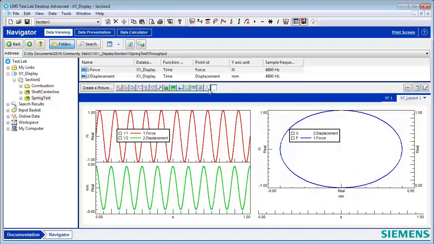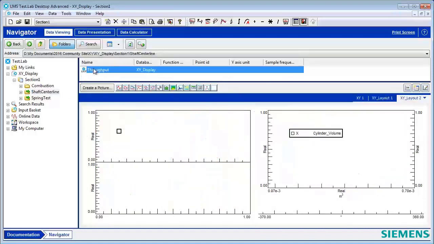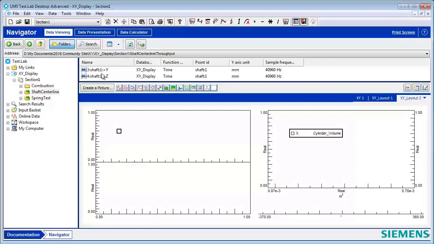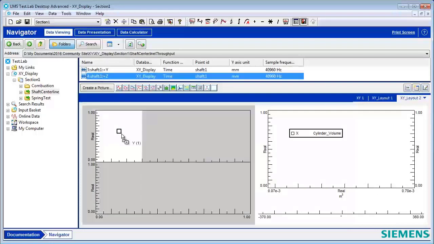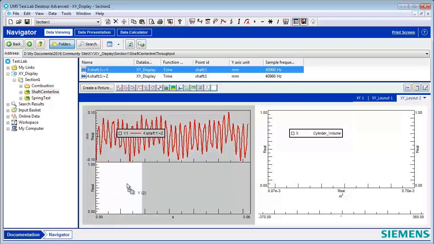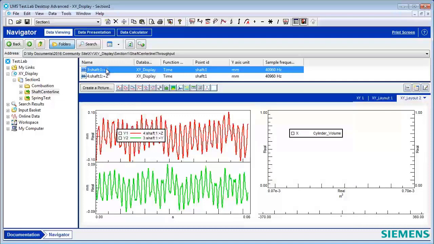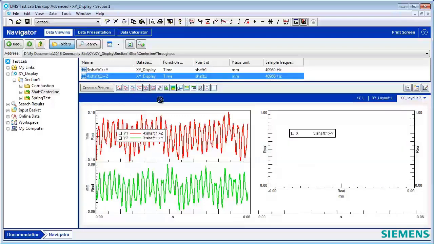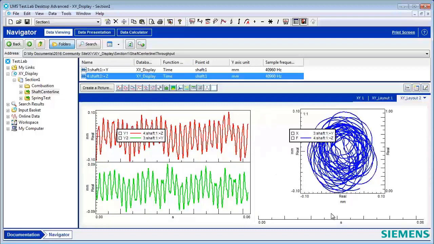Let's take a look at another set of data. Here we have some shaft centerline data, displacement data from two proximity probes. One of the probes is in the Z direction, the other is in the Y direction. If we plot these two against each other, we can see the shaft centerline position.